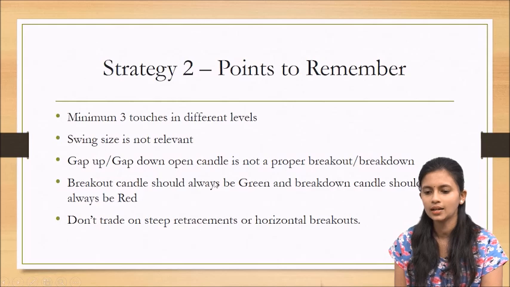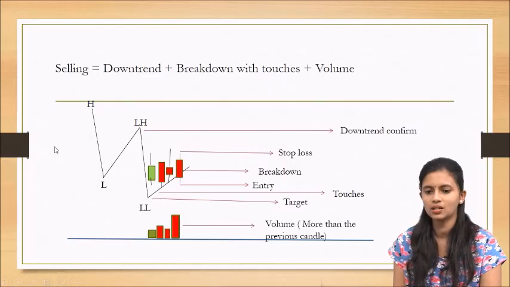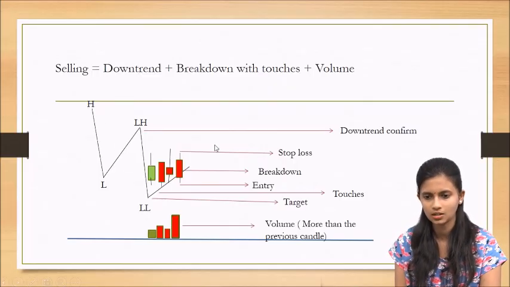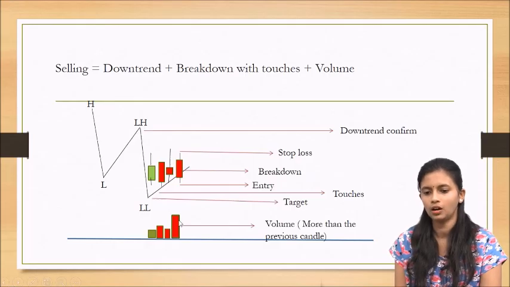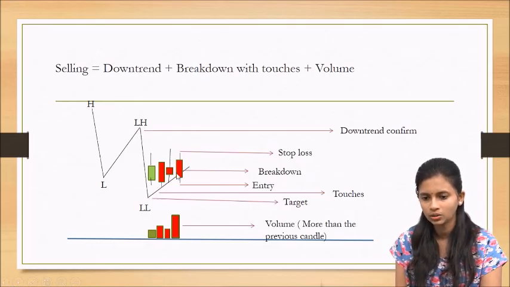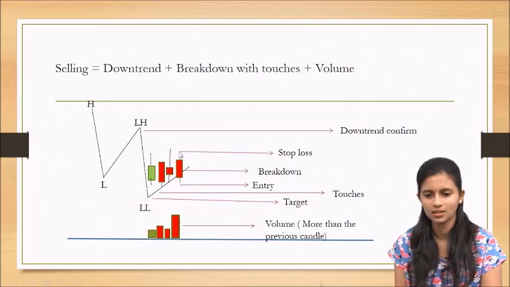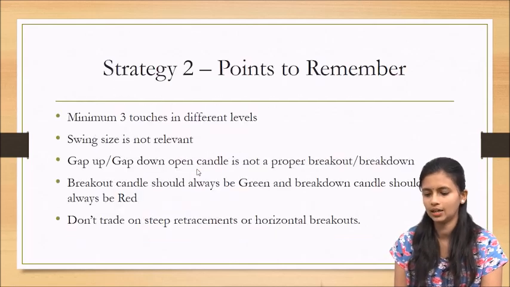So the breakout candle should always be green and the breakdown candle should always be red. Now, if all these conditions are met, that is, there is a downtrend and there is proper volume, but the breakdown candle is green in color, then you cannot apply this strategy. If you are looking for a bearish move, an opportunity for selling, then your breakdown candle should be red in color. Similarly, a breakout candle should always be green in color.